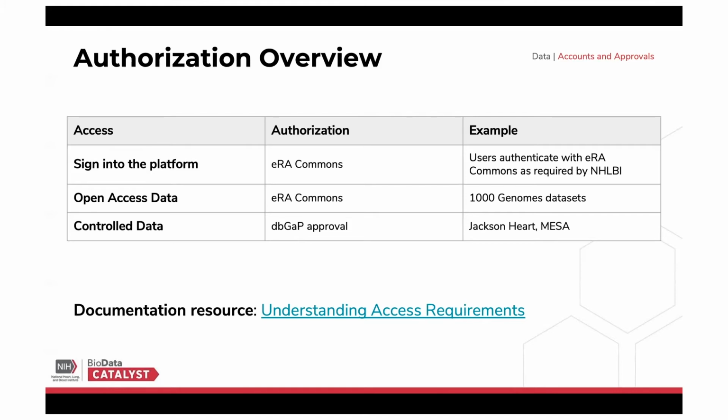And if you want to access controlled data, you do need dbGaP approval. Some examples of this type of data are the Jackson Heart Study and the MESA studies. If you do not yet have dbGaP access, you can submit a data access request to dbGaP to be authorized to access that data. So we do have a documentation resource for understanding our access requirements. And if you need to get dbGaP access, you would go to their website and submit a request.